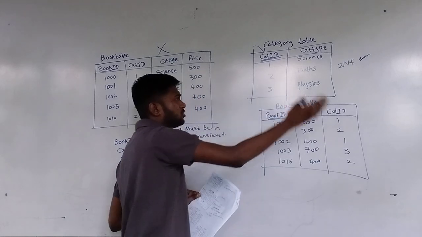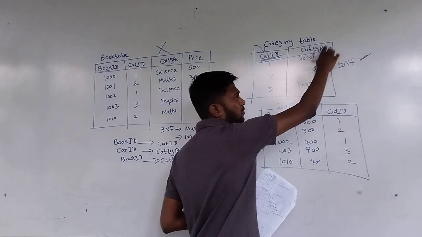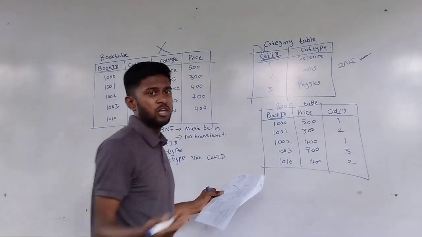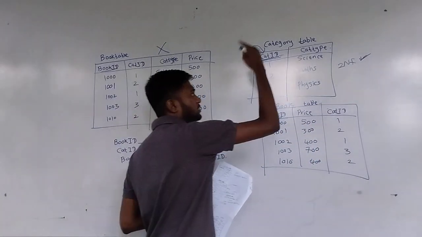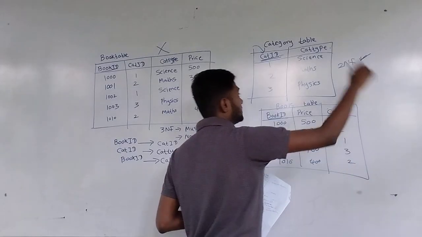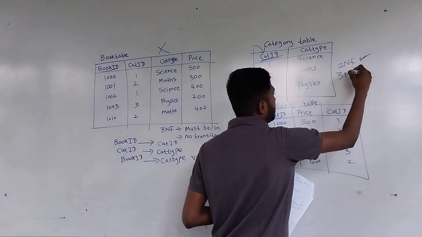At the same time, there is no transitive functional dependency. Why? There is only one non-key attribute. Can you check whether another non-key attribute is dependent on this? You can't check. So if there is one non-key attribute, definitely there is no transitive functional dependency, and this table is also in 2NF. So definitely this table is in 3NF.